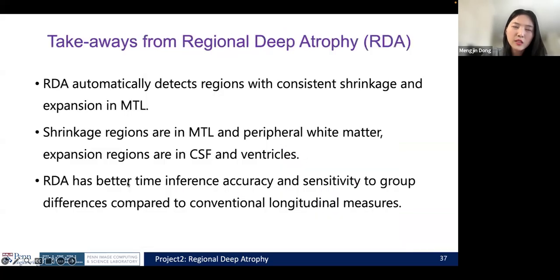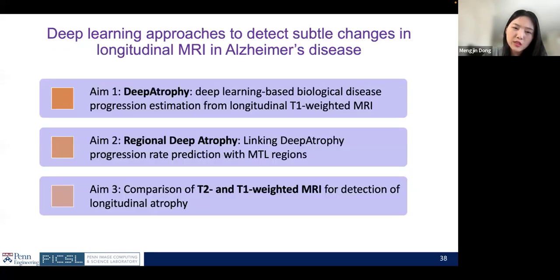The takeaway from the second project is that it automatically detects regions with consistent shrinkage and expansion in the medial temporal lobe area. Shrinkage regions are in MTL and peripheral white matter, and expansion regions are in CSF and ventricles. And we also found that RDA has better time inference accuracy and sensitivity to group differences compared to conventional longitudinal measurements. So this is the second project.